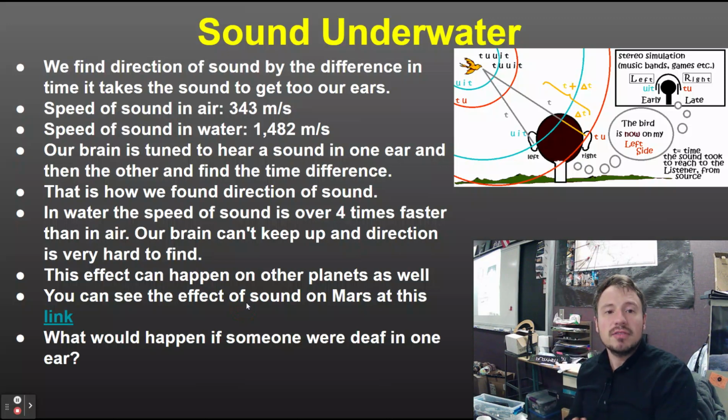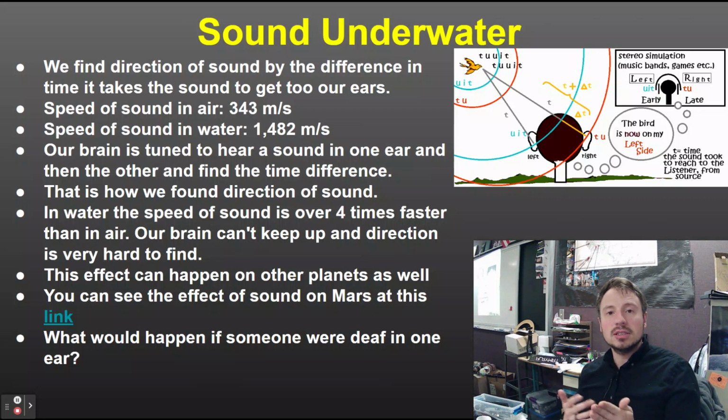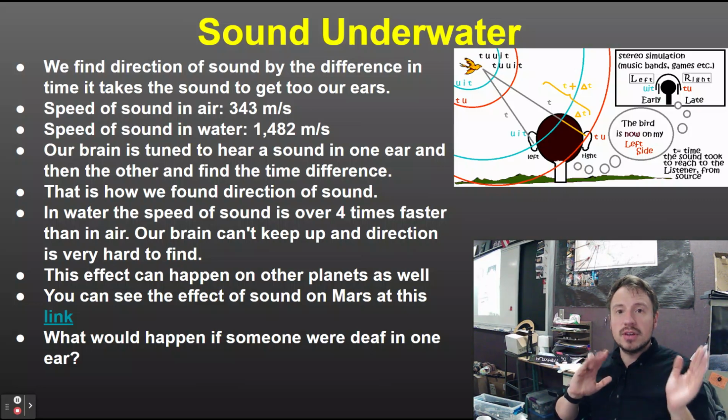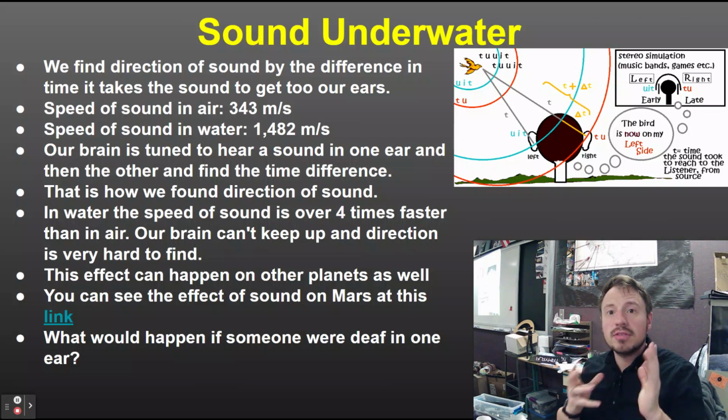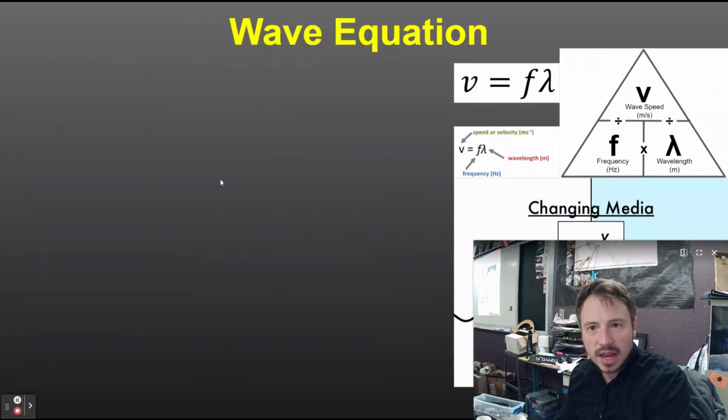If someone is deaf in one ear, and this happens too, they have a hard time determining where the direction of that sound is coming from because they only hear the sound in one ear. They don't have the benefit of being able to tell the difference in time. So you can see that graphic up there does show that.